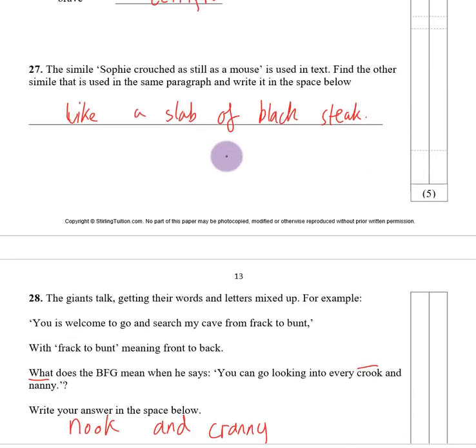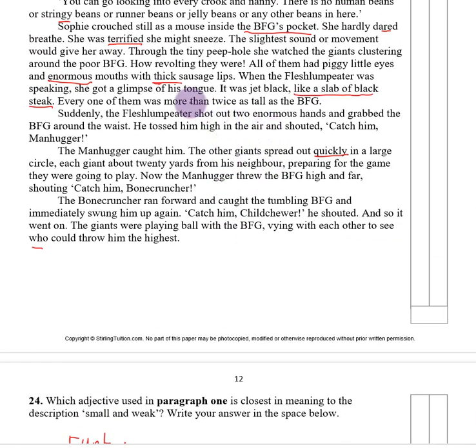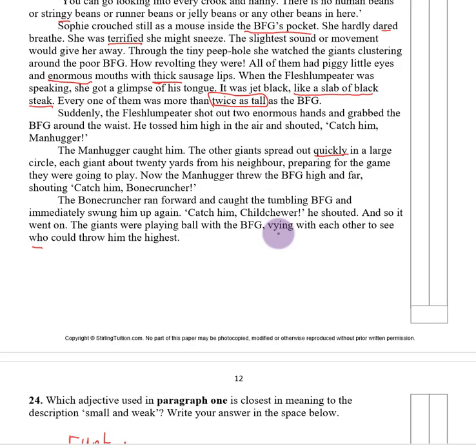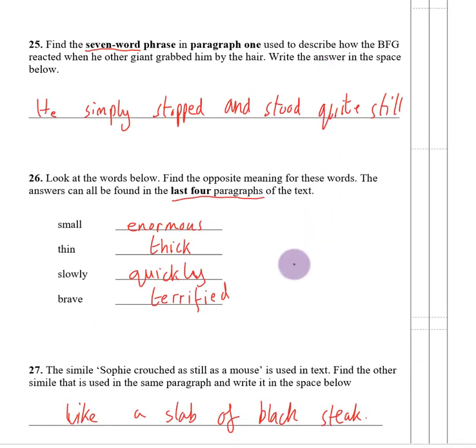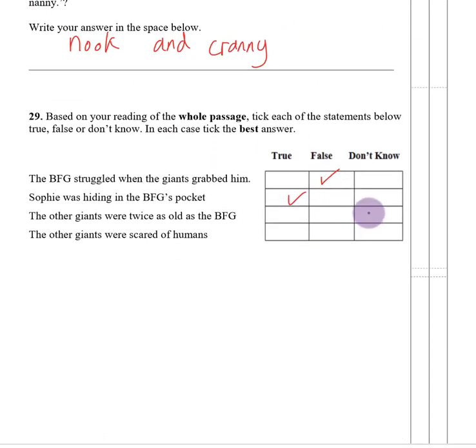The other giants were twice as old as the BFG. So if we actually look, it doesn't say anything about them being twice as old. What it does do is talk about them being twice as tall. So this one here doesn't say about them being twice as old. They might be, but we don't know if they are. So that would be don't know.